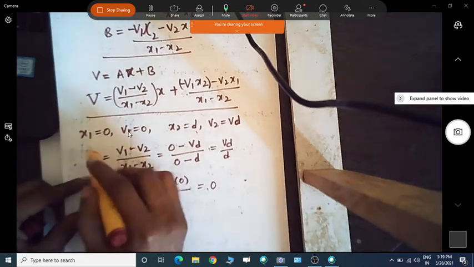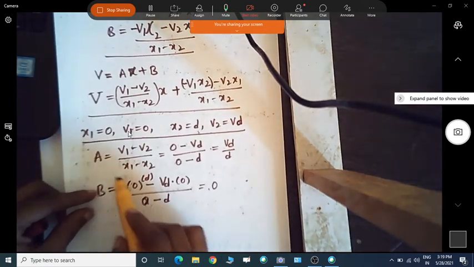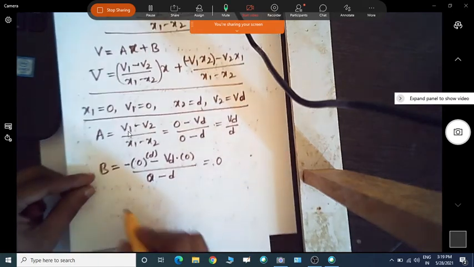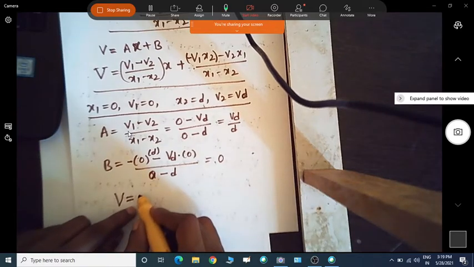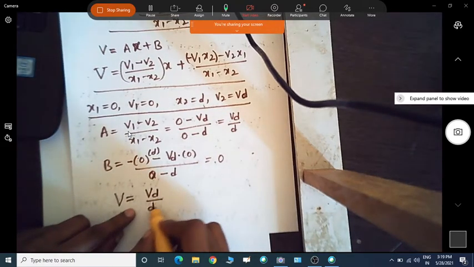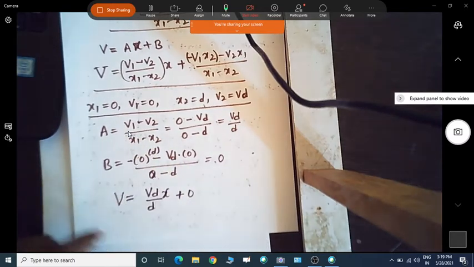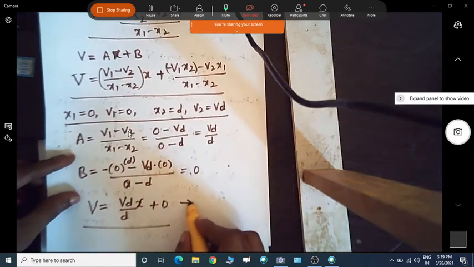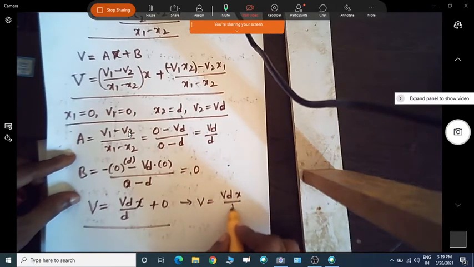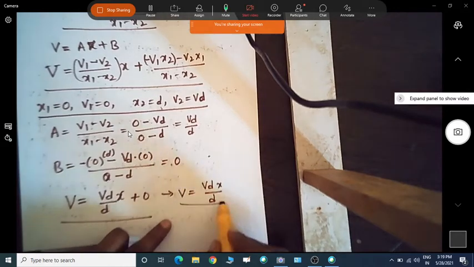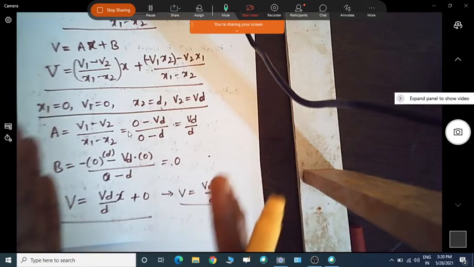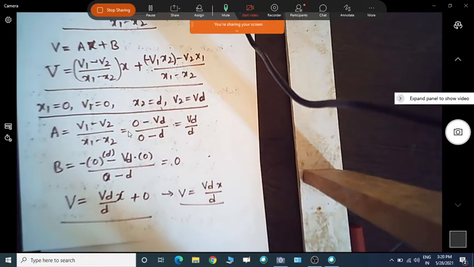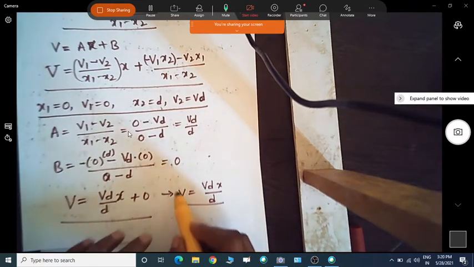So for these particular boundary conditions, b is 0 and a is Vd by d. Now if I apply that, we get the final value of the potential, where a is nothing but Vd by d into x plus 0. So this is the potential function you get, v equal to Vd x by d. This is the solution where you have two different plates, if you assume it as a capacitor, one at ground level and one at some potential Vd at a distance of d. So this is the general solution.